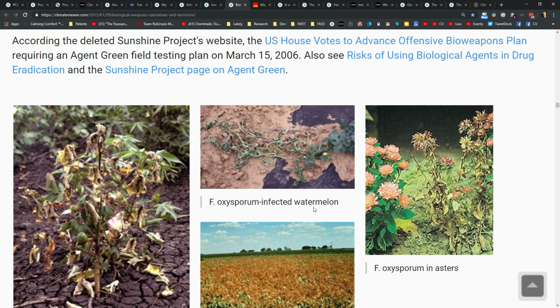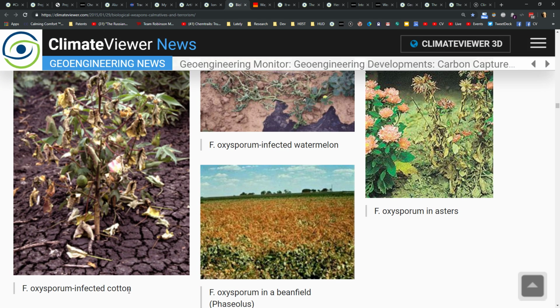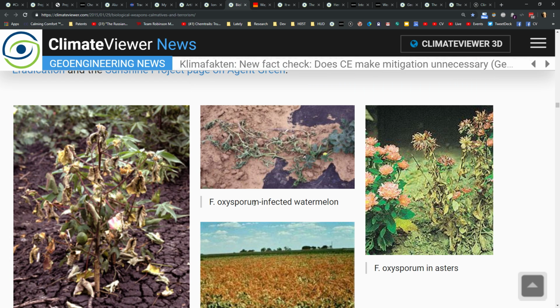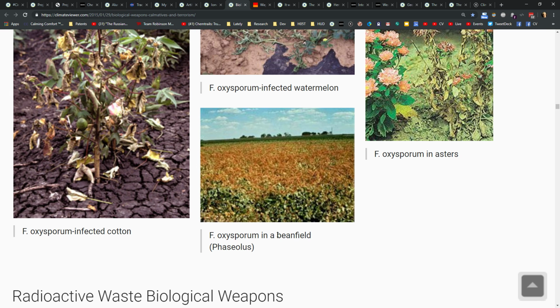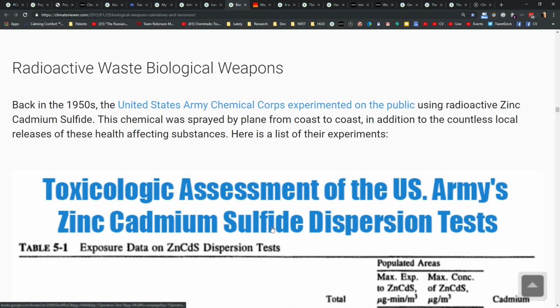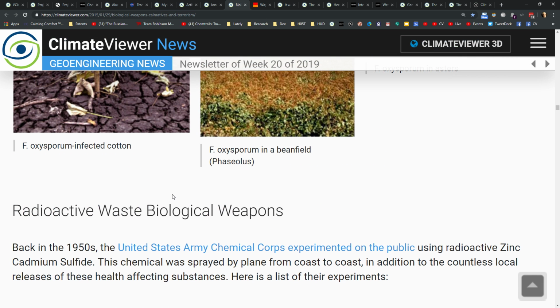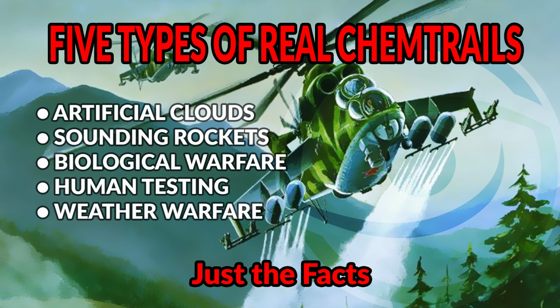This is what it actually looks like. I actually have some photos. F. oxysporum infected cotton, F. oxysporum infected watermelon, asters, and bean fields. So this stuff is bad. It gets worse. We'll get to that in just a moment. So where are we at next? Next we are at human testing. This is the fourth type of real chemtrail.